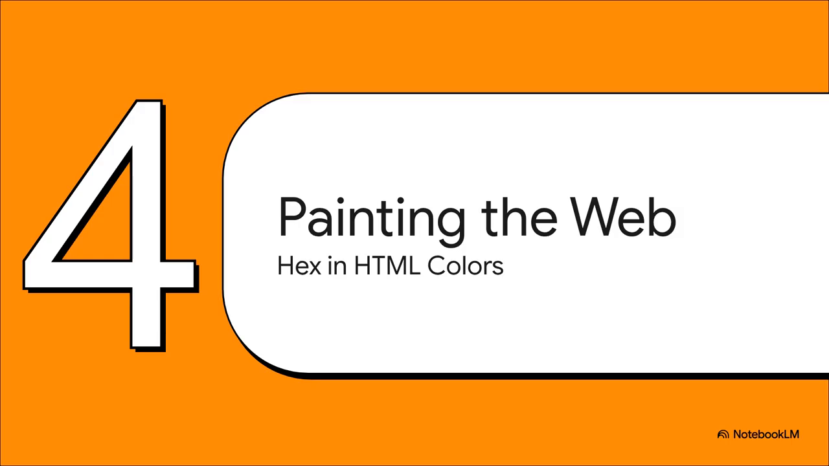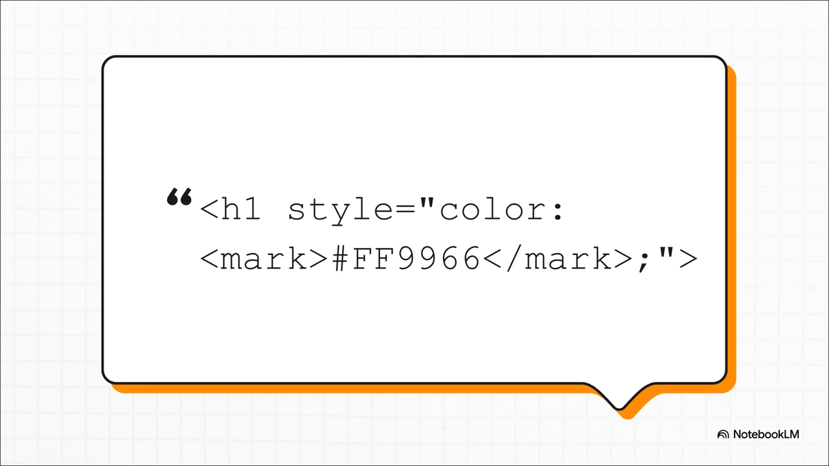Okay, so let's shift gears and see how this system is used for something you see and use all the time, probably without even thinking about it, defining all those millions of colors you see on the web. Yeah, if you've ever right-clicked on a web page and viewed source, you've probably seen something just like this. That hashtag followed by a 6-character code, that is hexadecimal in action. It's telling your web browser exactly what color to show.